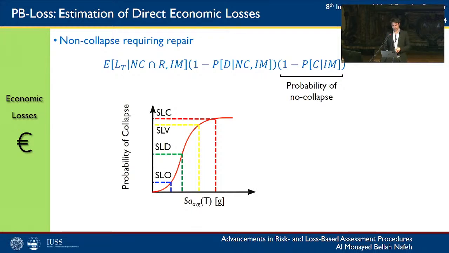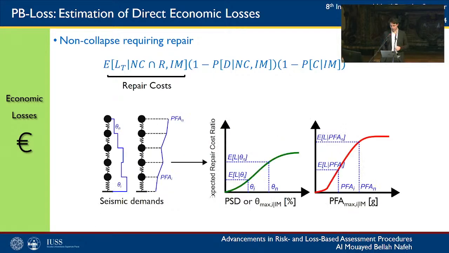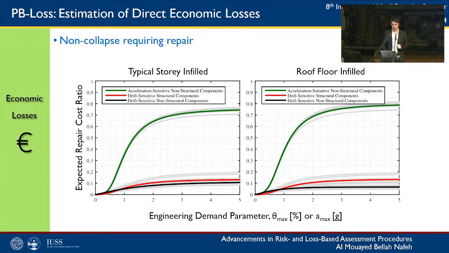The probability of no collapse is estimated from the collapse fragility curve that is constructed using the collapse median intensity and dispersion directly obtained from the response estimation tool. For repair costs, we leverage the concept of story loss functions, which was introduced by Ramirez and Miranda back in 2012 as an excellent alternative to the computationally expensive FEMA P58 component-based approach, where the seismic demands and the expected repair costs are directly related using these functions, which can be directly estimated.